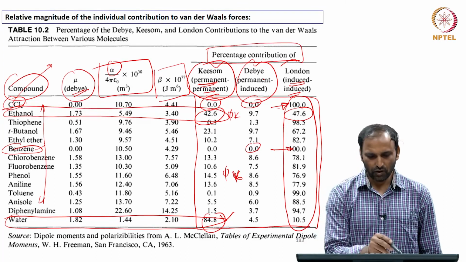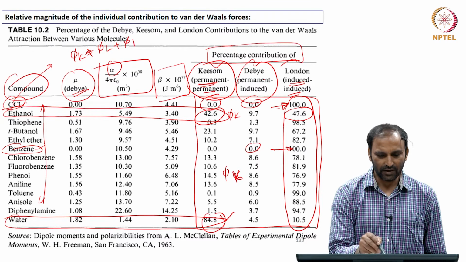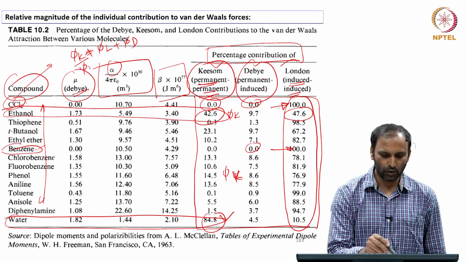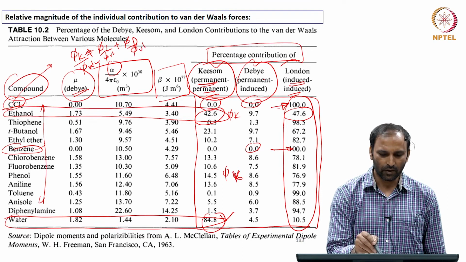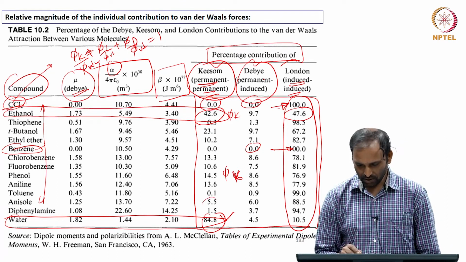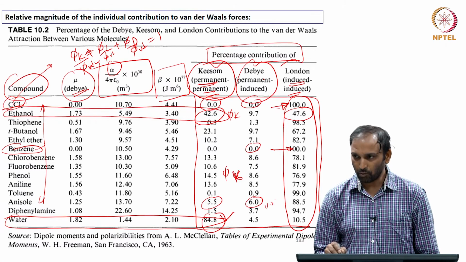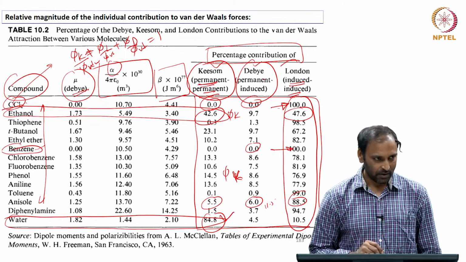So, therefore, I can say that phi k plus phi L plus phi d divided by the total phi, phi van der Waals, should be equal to 1. That is what it will turn out. So, if you look at this number, that is 5.5 plus 6, that is going to be 11.5, plus 88.5, that is going to be 100%.